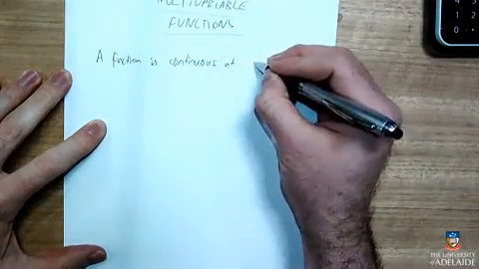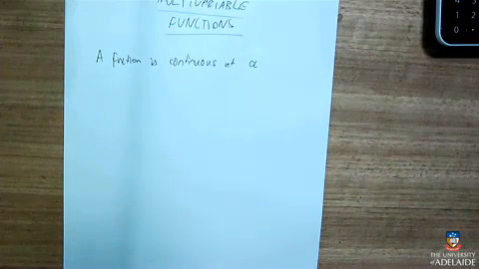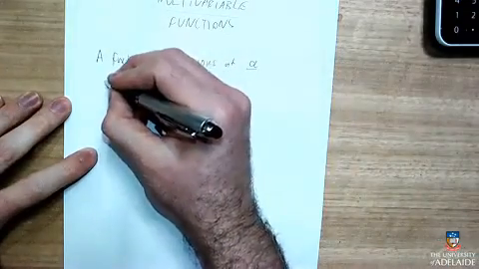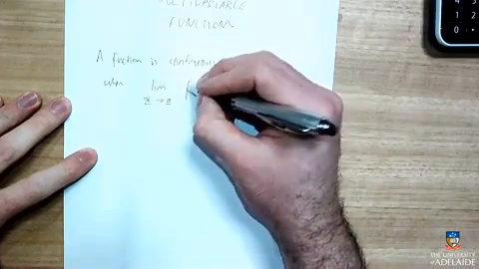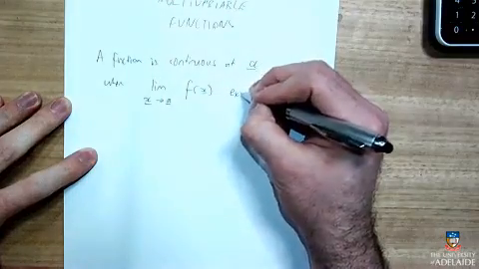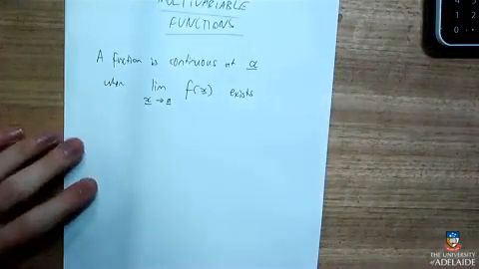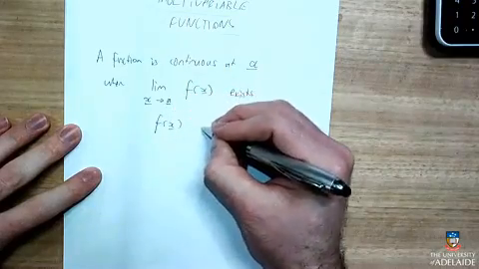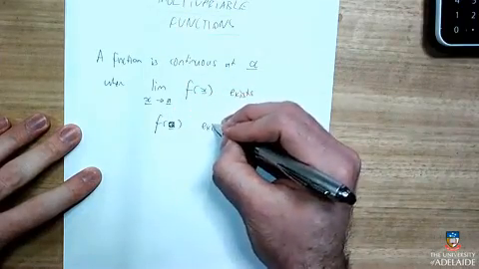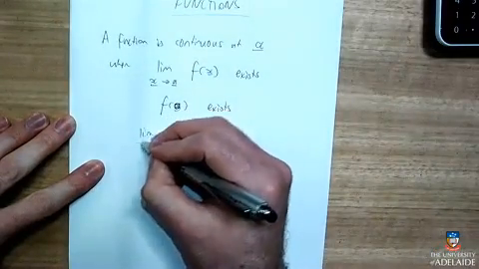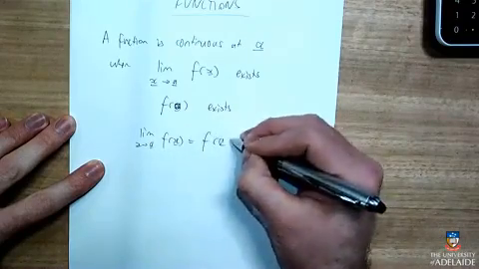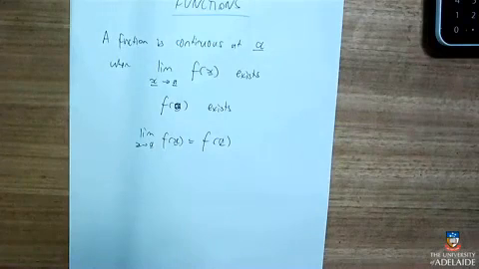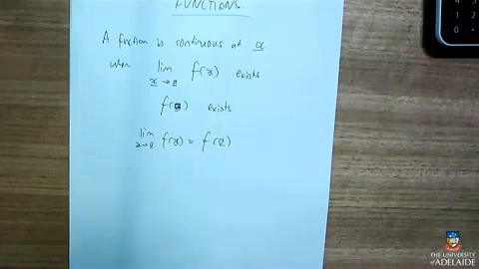A function is continuous at A, where A in our case is actually a vector, like x, y or something, when the limit as x goes to A of the function of x exists, and the function value exists, and the limit as x goes to A of the function is equal to the actual function value. That was true with ordinary limits, but I have changed one thing and done them as vectors.